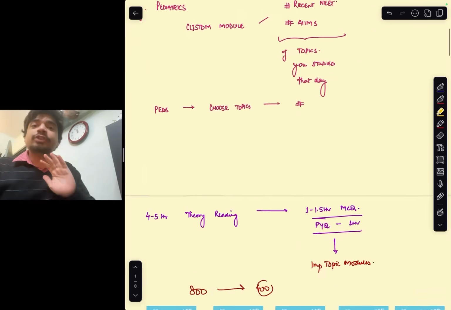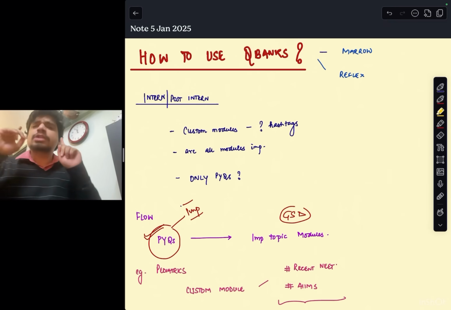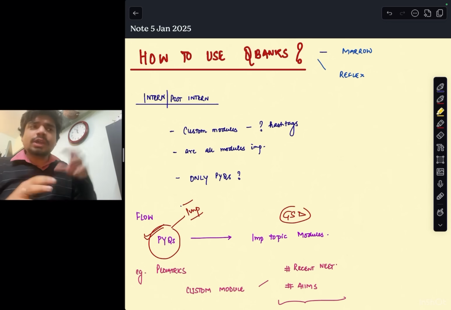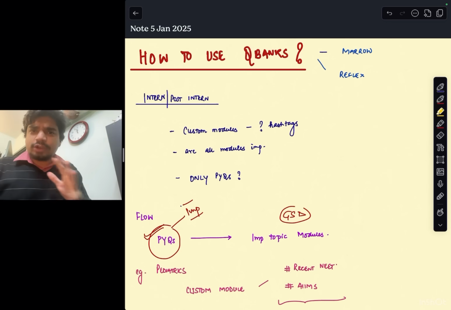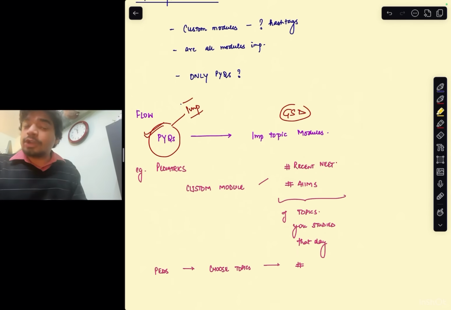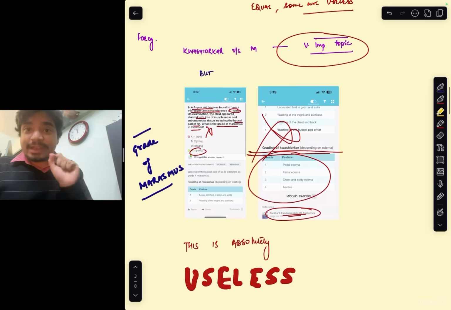But this is how you should use Qbank. Yes. Do you need to do all modules? No. PYQs, if you're using Marrow, you can make the custom module. If you want to use Reflex, you can use Reflex. That's your choice. Make custom modules, understand the important topic modules, and even in the important topic modules that you're doing, understand that not every MCQ is important.